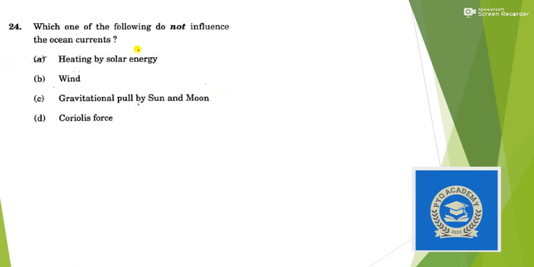Next, which of the following does not influence the ocean currents? Heating by solar energy influences them, wind also influences them, and the Coriolis force also influences them. Gravitational pull has influence on tides, not on currents. So the answer is option C.